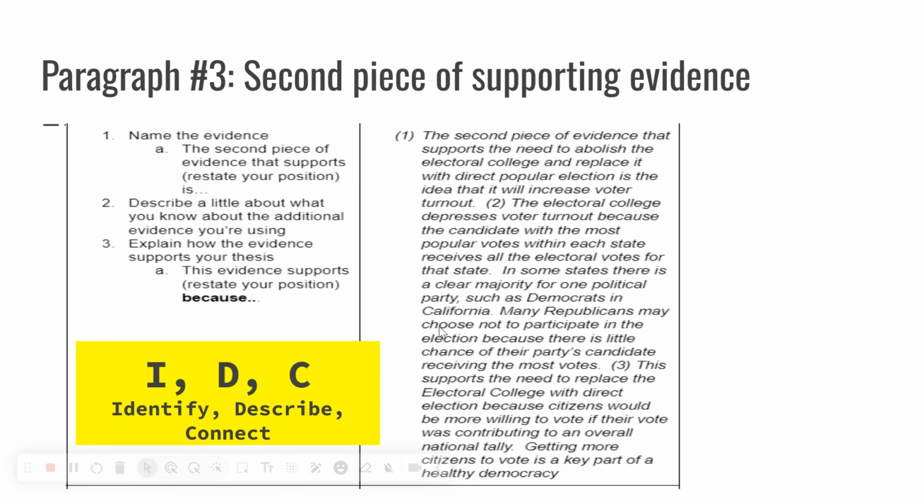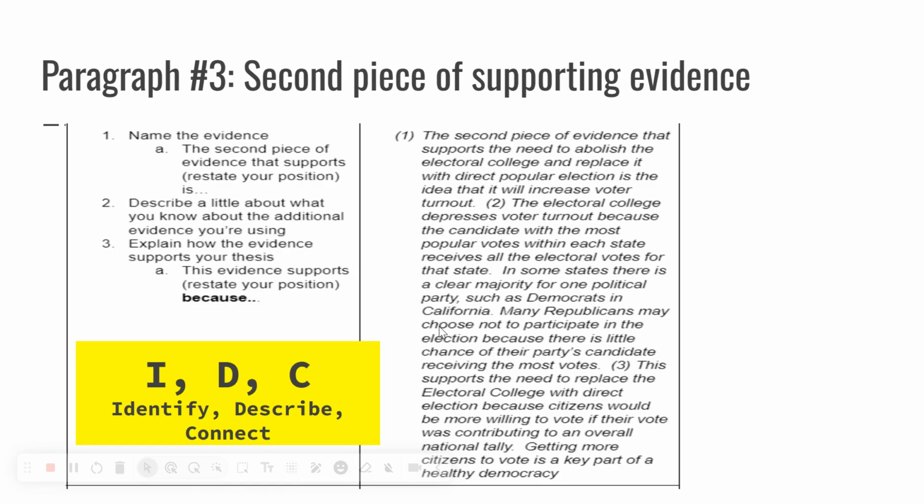This supports the need to replace the Electoral College with direct election because citizens would be more willing to vote if their vote was contributing to an overall national vote tally. Getting more citizens to vote is a key part of a healthy democracy. So I've done the same thing. I've stated what the evidence is, I've described the evidence a little bit, and then I connected it back specifically to my overall point, which is that the Electoral College needs to be abolished.